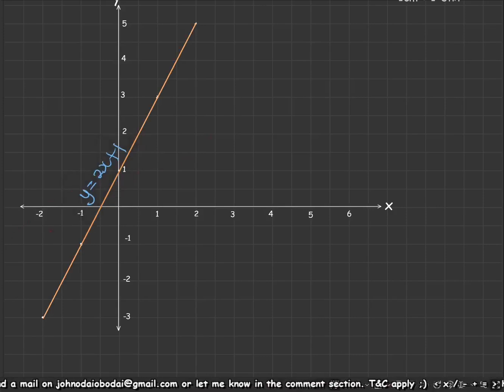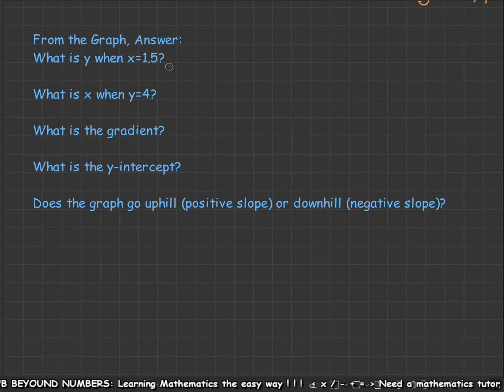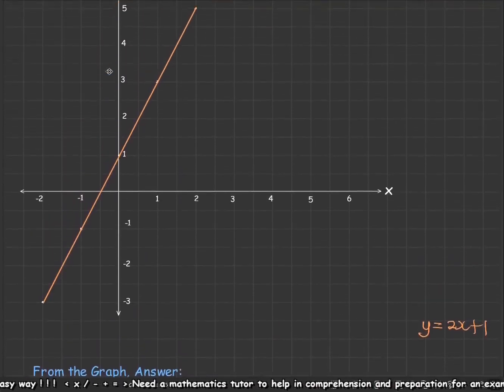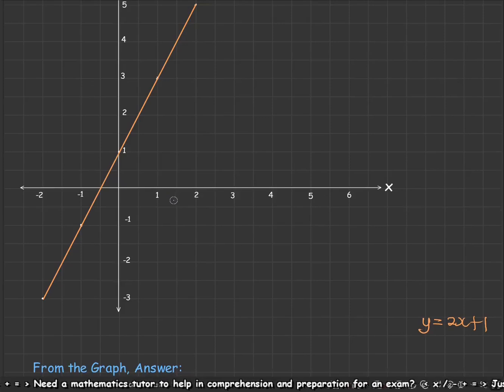Now that we are done drawing our line, there are some questions that follow. The first question says, what is y when x is 1.5? So how do we go about it? Remember, it says from the graph, so we need to go to the graph. This is our graph, and we look for y when x is 1.5.